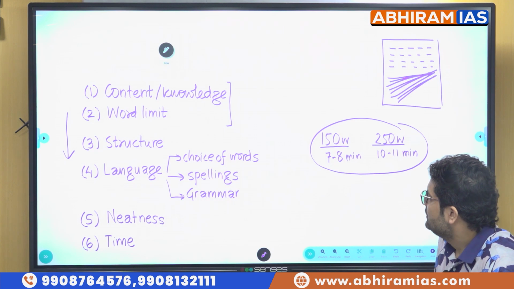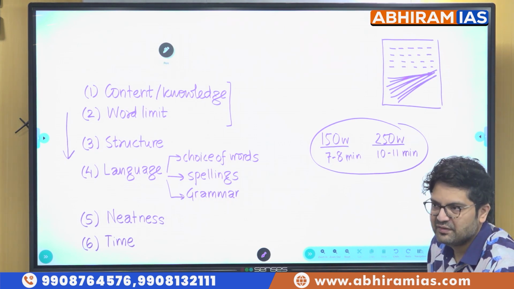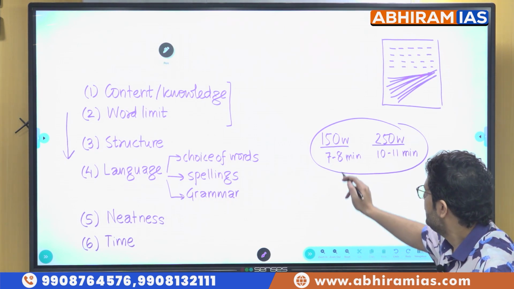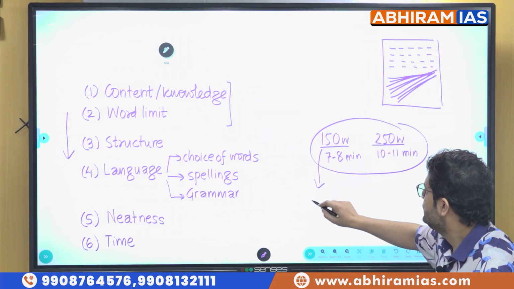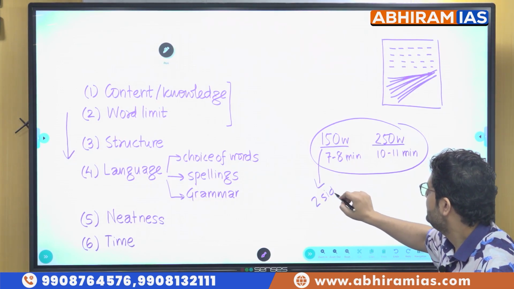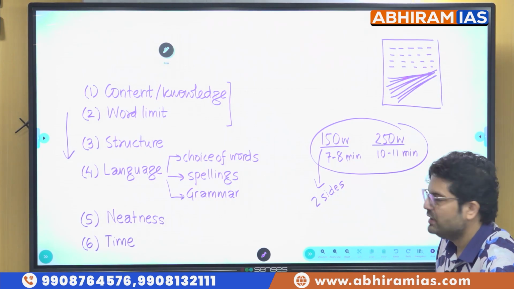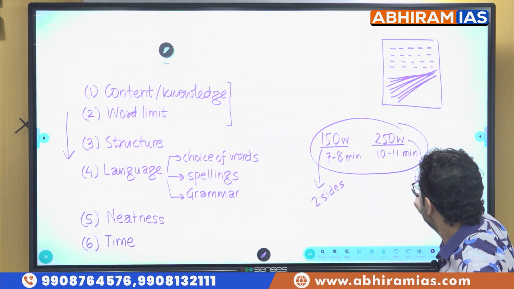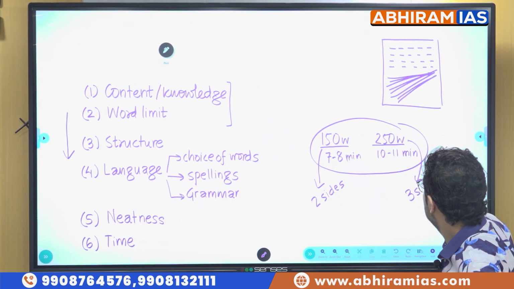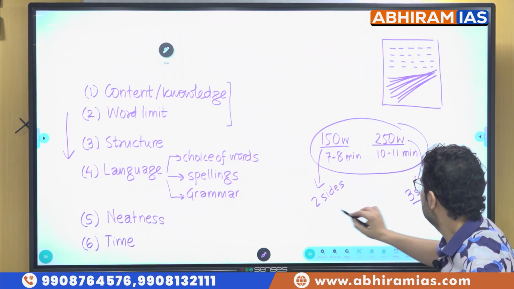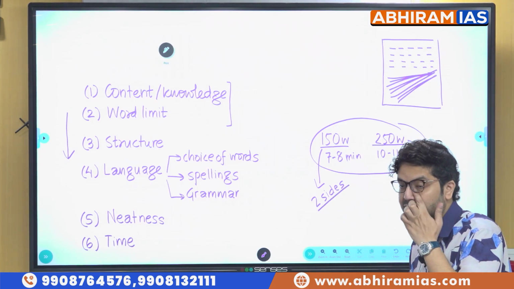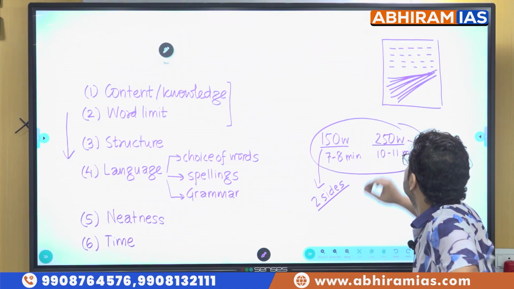Apart from it, as I said, always practice answers in the standard sheet only. For a 150 word answer, you will just get 2 sides. You know sides? A4 sheet has 2 sides. You'll get 2 sides to write. A 250 word answer, you'll get 3 sides to write. That's it. This is the standard UPSC's answer booklet format.